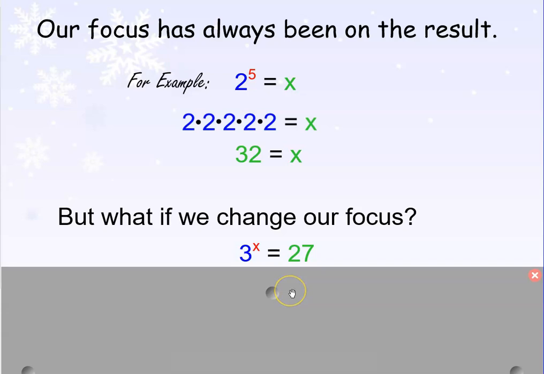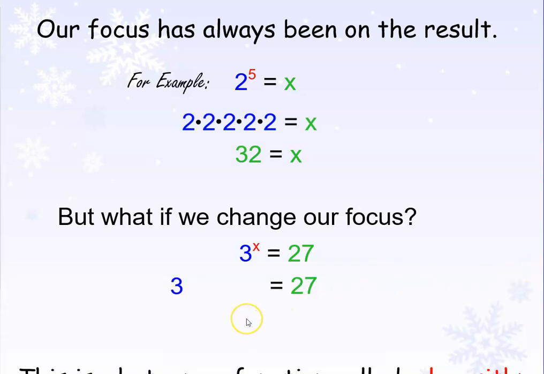But what if we change our focus? What if instead of focusing on the end result, we want to know what that exponent is? So for example, 3 to what power is 27? We can test this using some logic and some guessing. 3 to the 1st is obviously not 27. So if we repeat the multiplication, which is what an exponent does, 3 times 3, still not 27. 3 times 3 times 3, well, what is that? That's 9 times 3. That is 27.